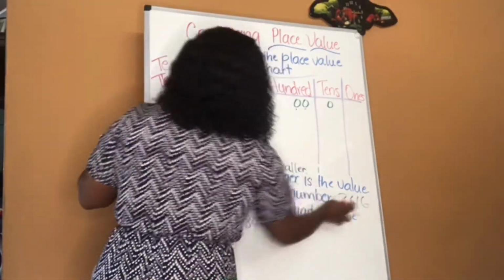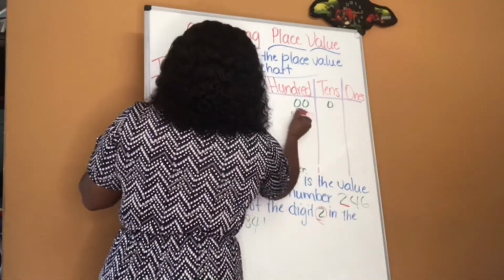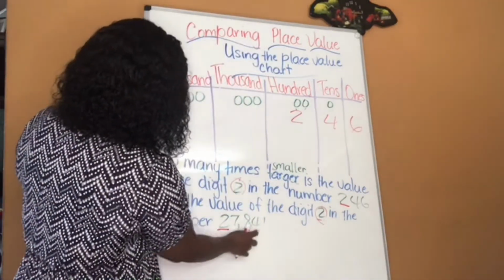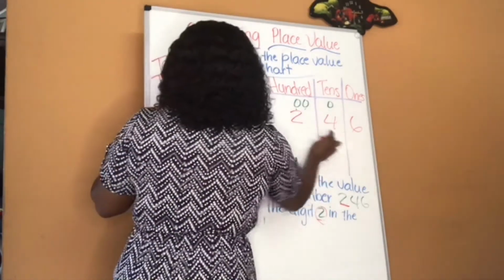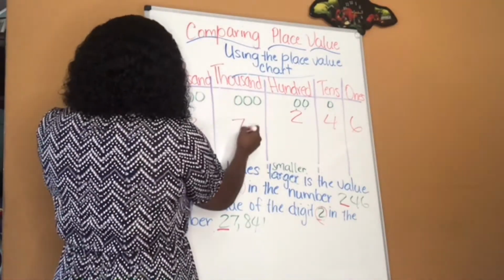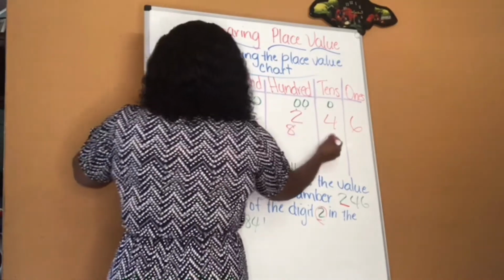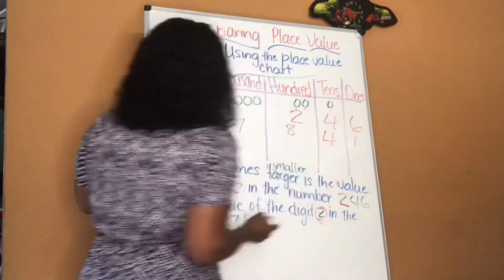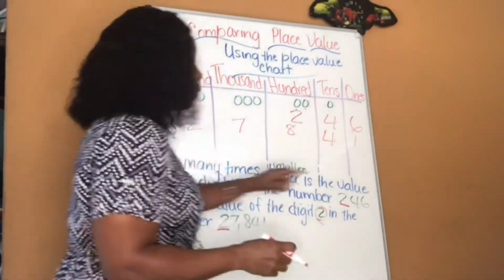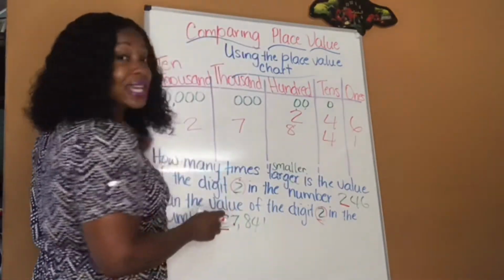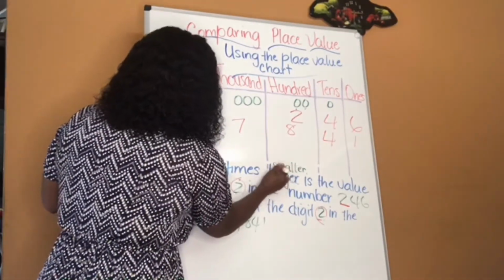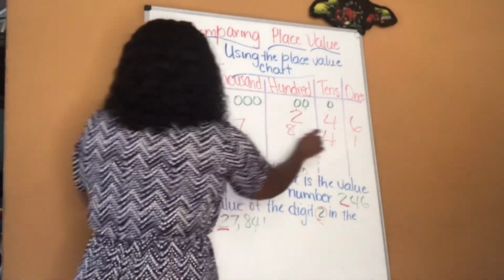I am going to put my numbers on the board. This one has 3 digits: 2, 4, 6. This one has 5 digits: 2, 7, 8, 4, 1. Remember, when I move to the right, they are getting smaller. When I move to the left, they are getting larger. So now we want to know how many times smaller, so I'm going to move to the right.